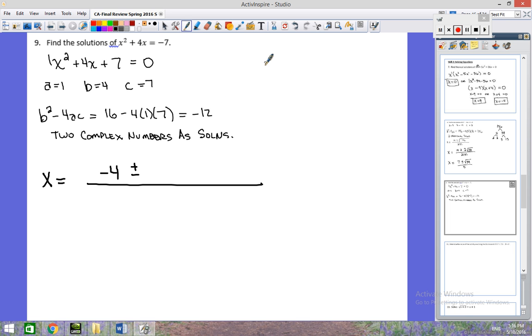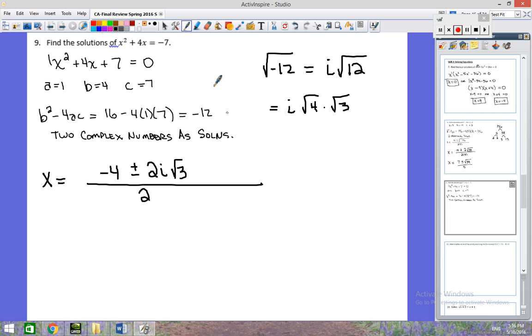And let's come over here and think about what this discriminant, the square root of negative 12, is. Well, because of that negative sign, I know that the square root of negative 1 is i. And so I need to think about the square root of 12. I can write the square root of 12 as the square root of 4 times the square root of 3. The square root of 4 I know is 2. So I'm going to write it as 2i times the square root of 3. So there's my numerator. My denominator, 2 times a, well, a was just 1. That's the number 2.